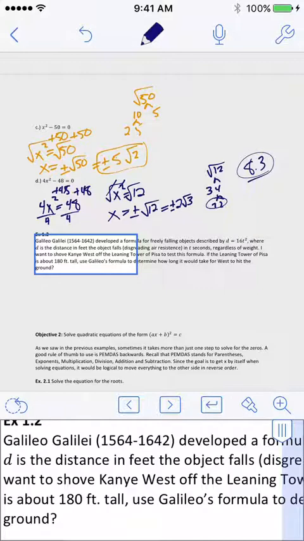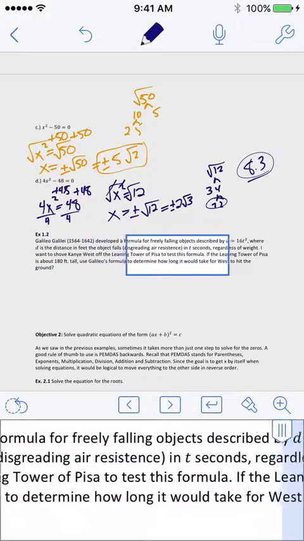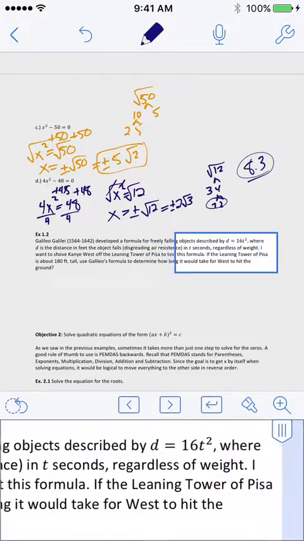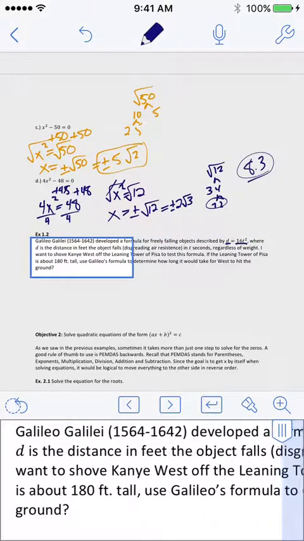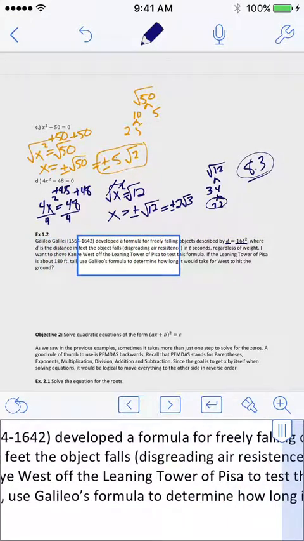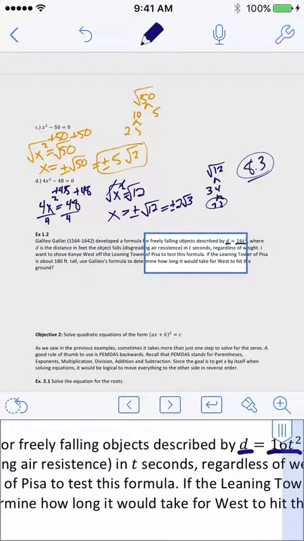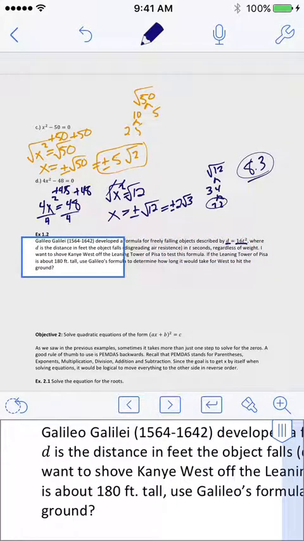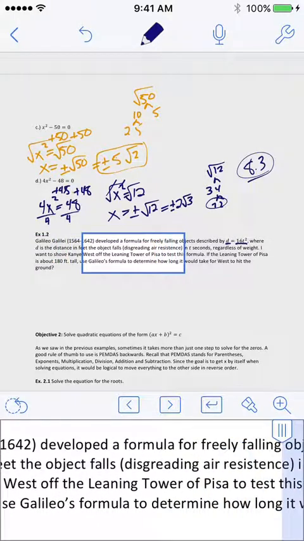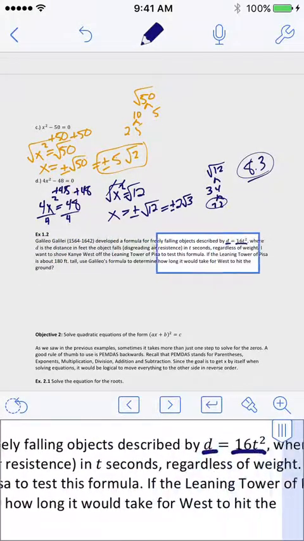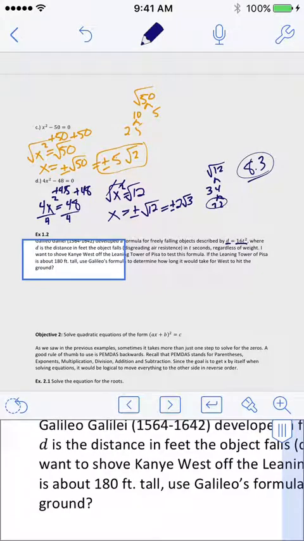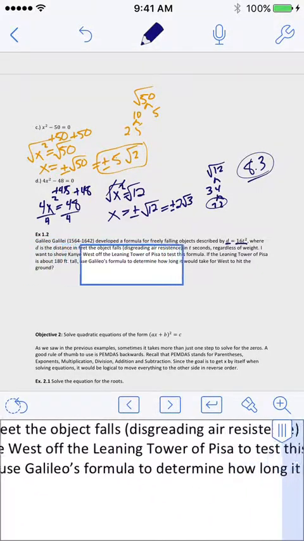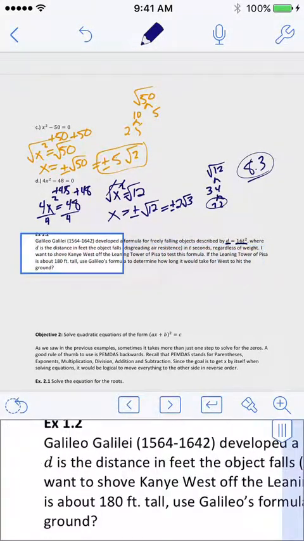Galileo Galilei, born 1568, died 1642, developed a formula for freely falling objects described by d equals 16t squared, where d is the distance in feet the object falls, disregarding air resistance, in t seconds, regardless of weight. I want to shove Kanye West off the Leaning Tower of Pisa to test this formula. I do every day. If the Leaning Tower of Pisa is about 180 feet tall, use Galileo's formula to determine how long it would take for West to hit the ground.